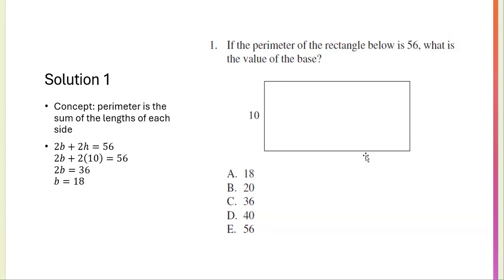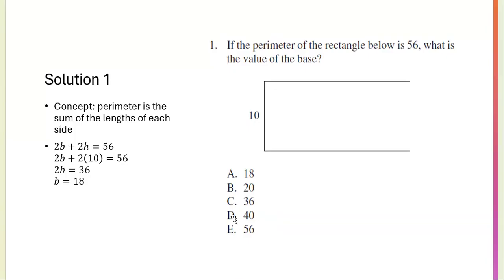The base is unknown. The height we know is 10. We can plug it into the formula and solve for the base. 2b plus 2h is 56. Solve for b. B is 18. We can already eliminate choice E right away because it doesn't make sense that the base is the same as the perimeter.